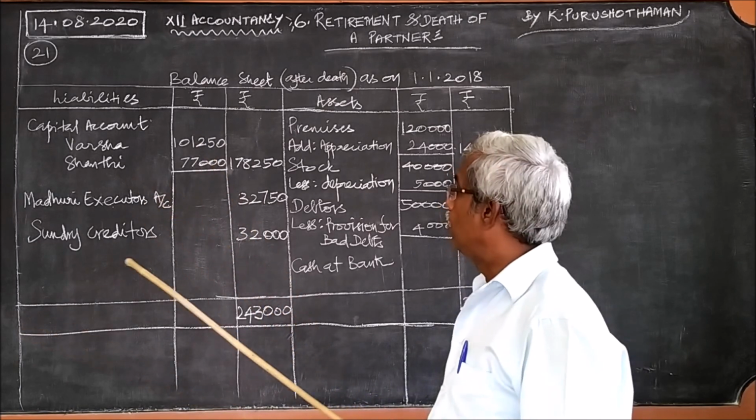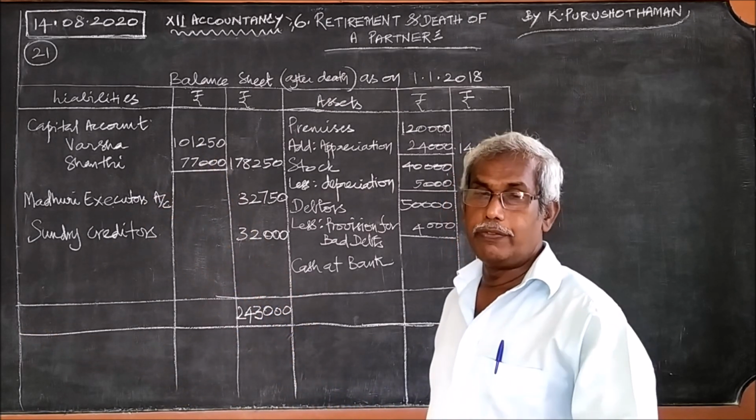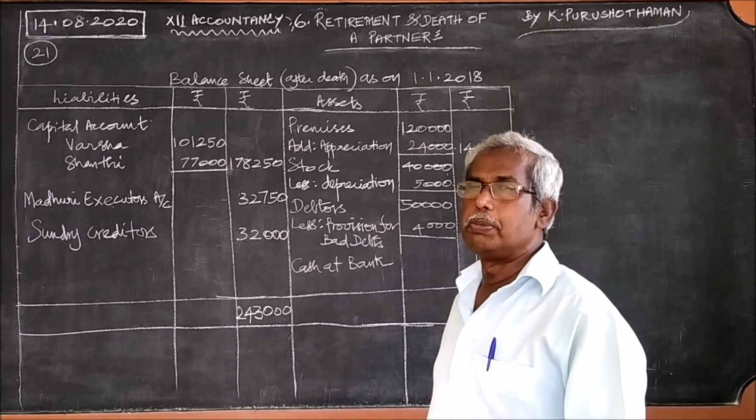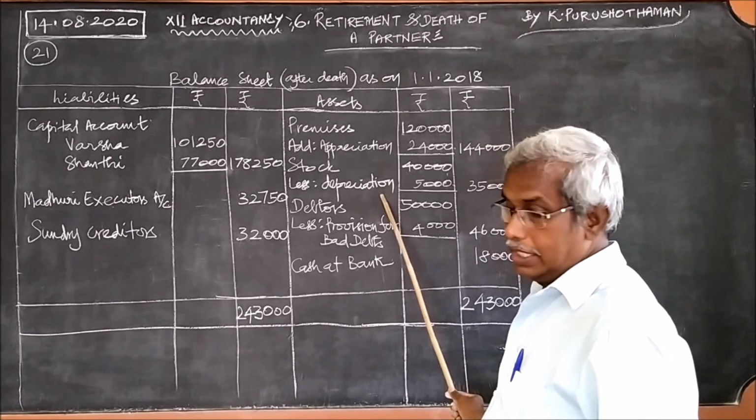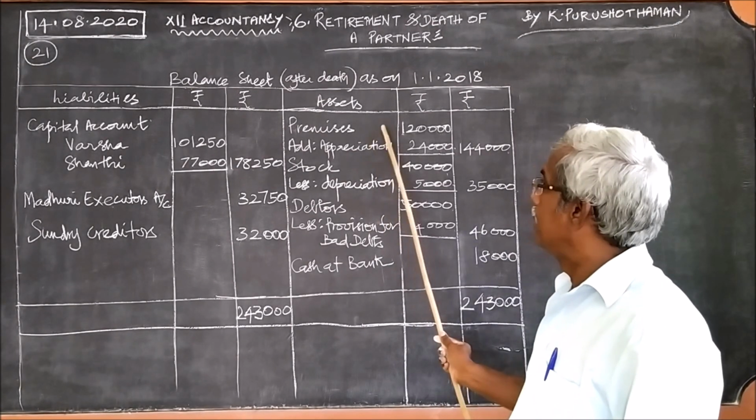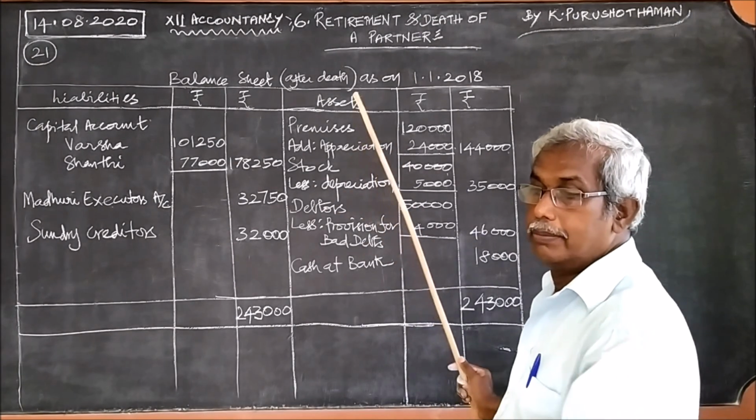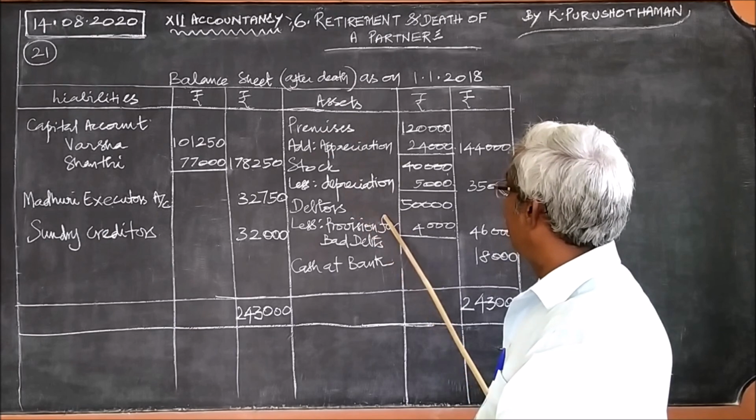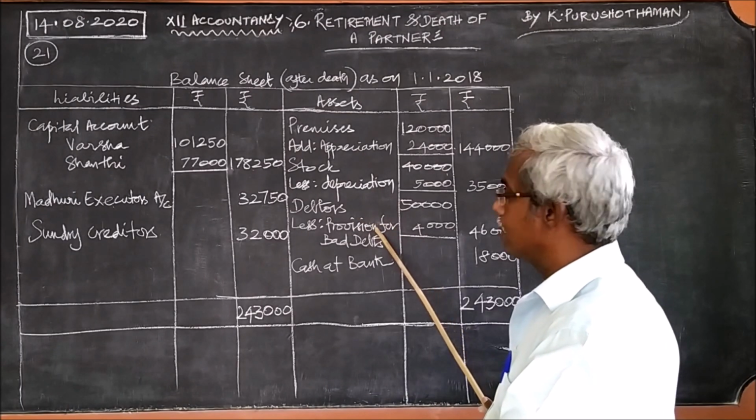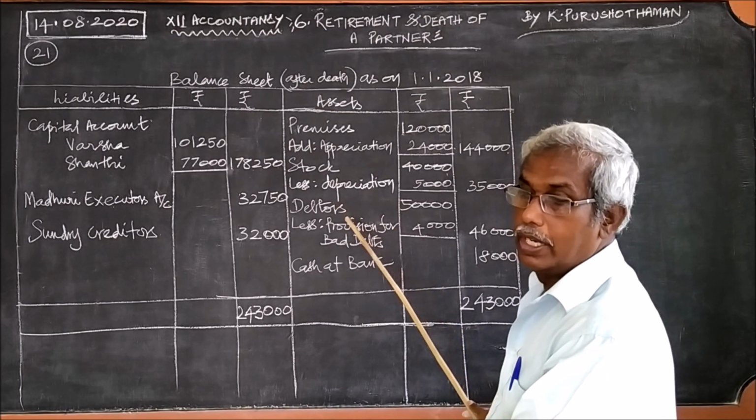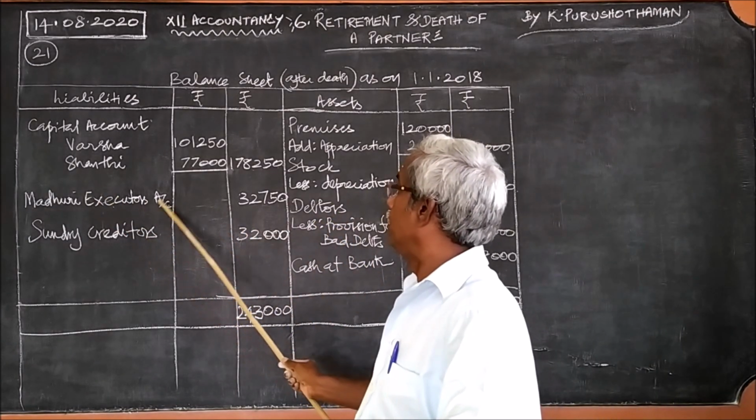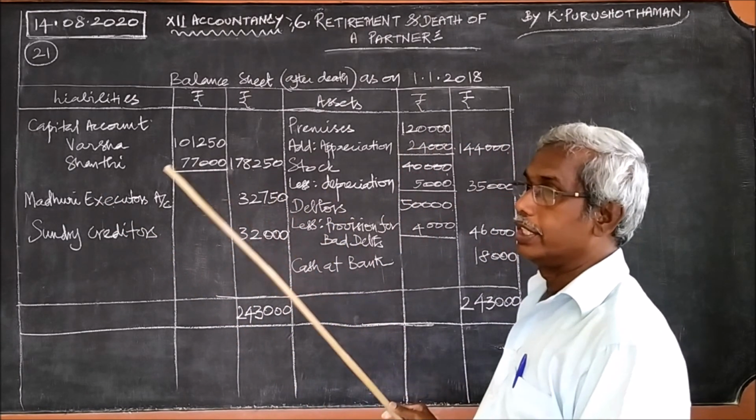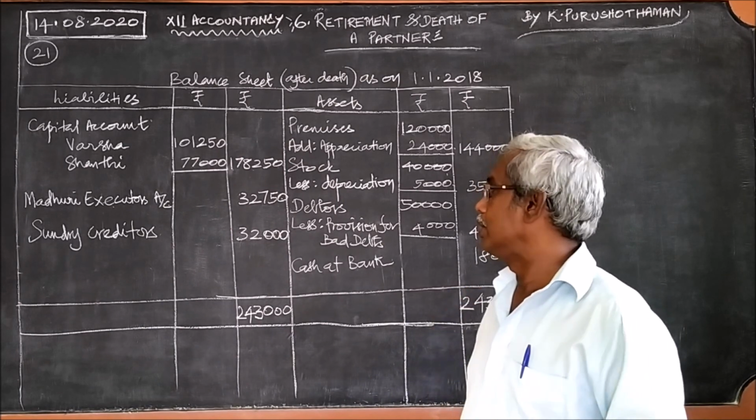Now, before closing the balance sheet, check whether all the adjustments are attended to or not. Stock depreciation attended, premises appreciation attended, and bad debts attended with the debtors, and the last one, the final amount due to Madhuri was not paid, therefore Madhuri's executor's account. We have attended all the adjustments.